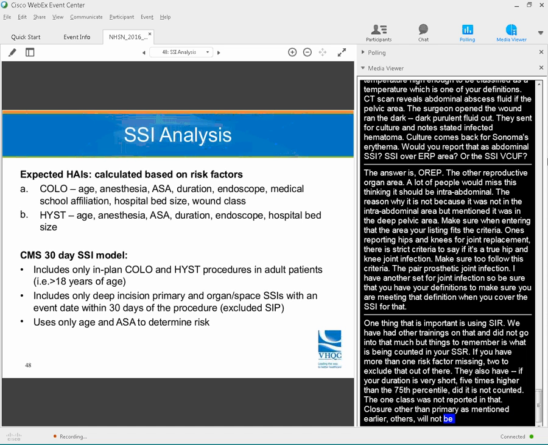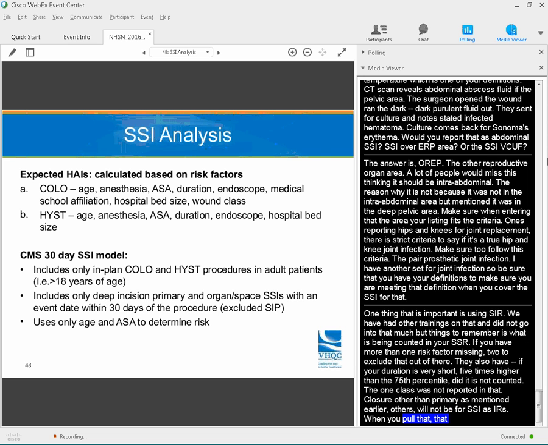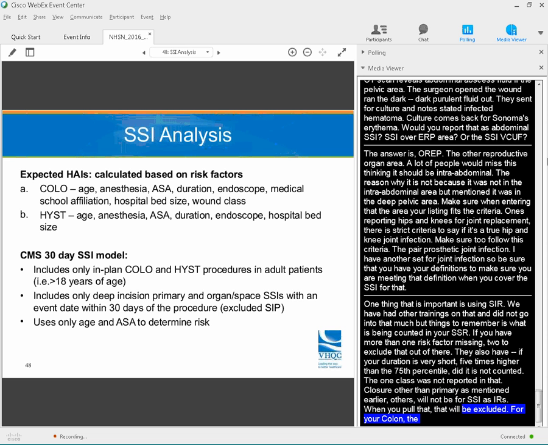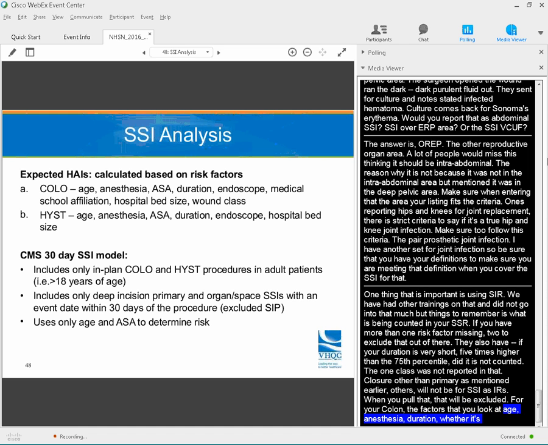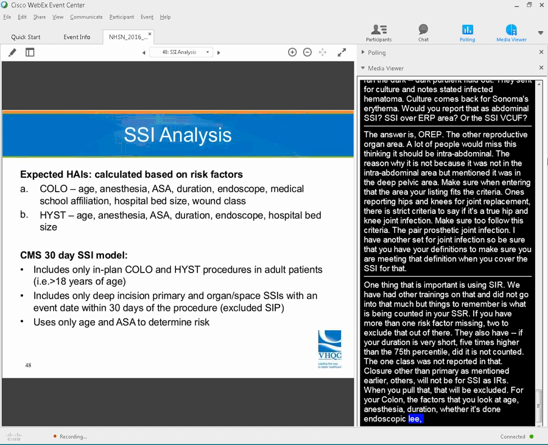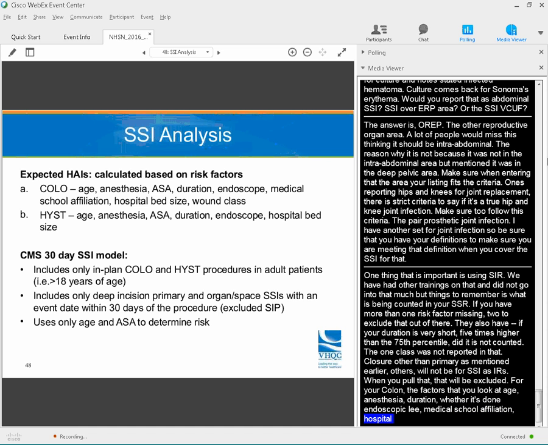And for your colon, the risk factors that they look at are age, anesthesia, ASA, duration, whether it's done endoscopically, the medical school affiliation of your hospital, bed size, and wound class. For the hysterectomy, they really only look at the age, anesthesia, the ASA, duration, whether it was done endoscopically or not, and the hospital bed size.